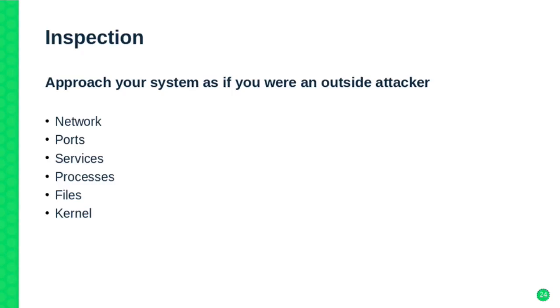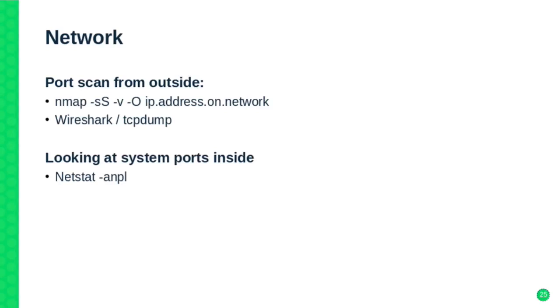So basically, the best way is to approach it from the outside to the inside. So from the network, looking at the network ports, then looking at the services, at the processes, and also some files, and finding out what is good, what is bad, and what is unexpected, what should not be there.